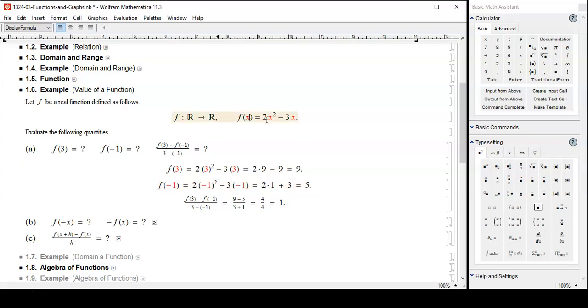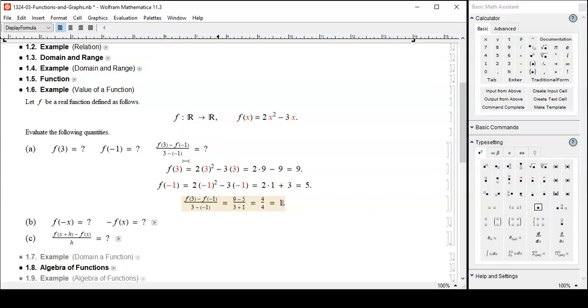You see, you want to plug in x equal to 3, so 3 goes here. Plug in x equal to -1, so -1 goes here and there. Simple? Should be simple by now. Now, what if you want to calculate this? f of 3 minus f of -1, over 3 minus -1. No sweat. This minus that, 9 minus 5, divided by 3 minus -1, so 4 over 4 is 1.